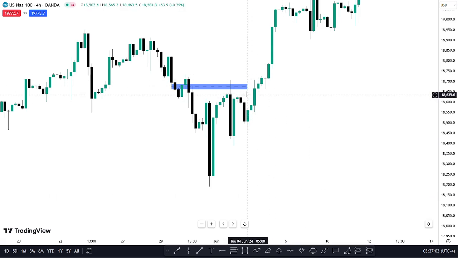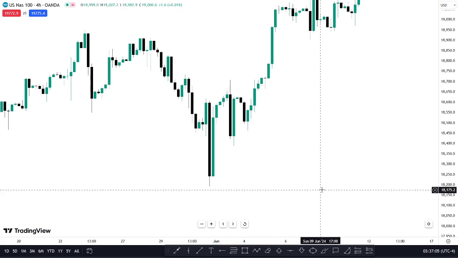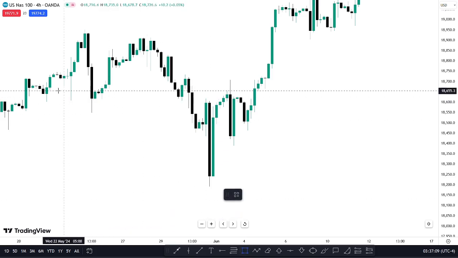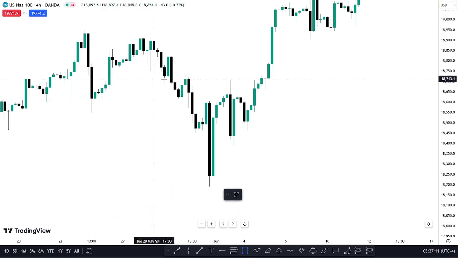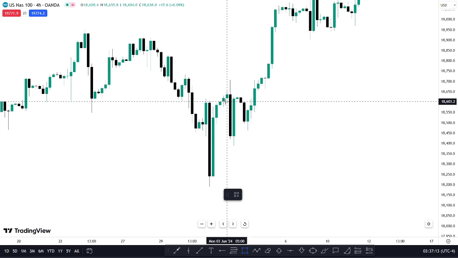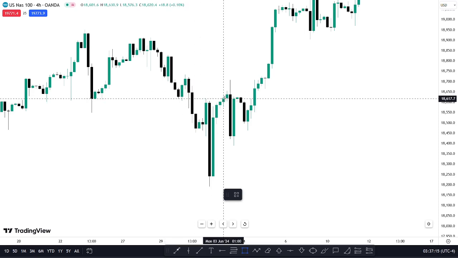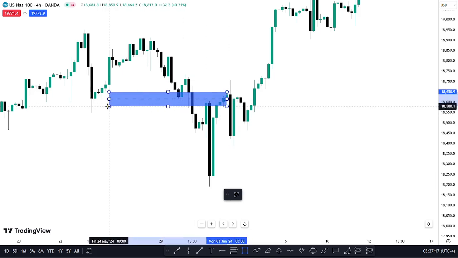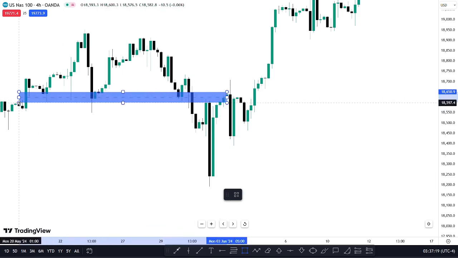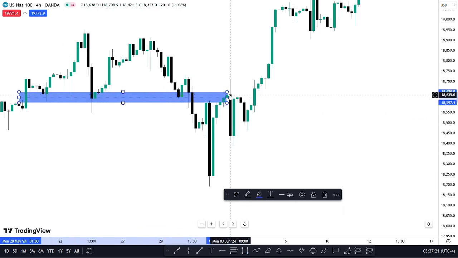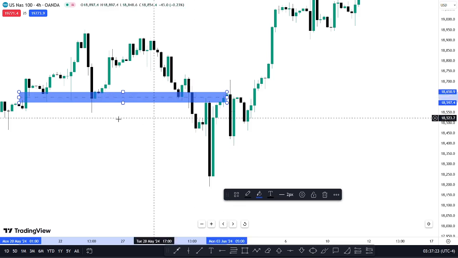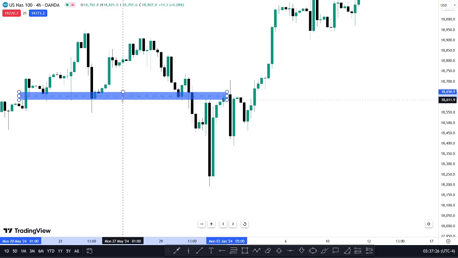If you can conquer the way of spotting your fair value gaps even when they are not visible for you there, guys. This is, let me not miss this one. This is Monday. So for this one, I'm going to search for a fair value gap that can accommodate this, which is this one right here. So this is the fair value gap I'm going to use.